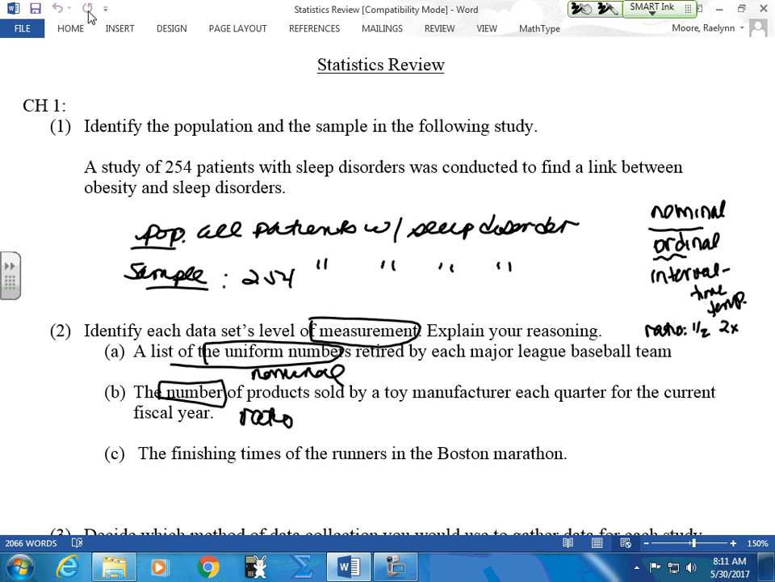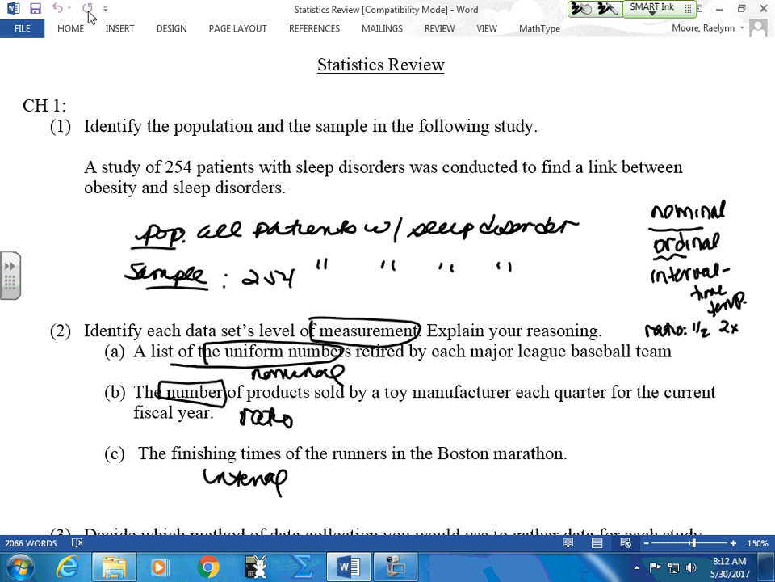Did I make twice as many? Did I make half as much? If you can say that, you got ratio. The finishing times of runners in the Boston Marathon. Interval, absolutely interval. I got some meaningful differences. One finished 26 minutes before the other, but I can't say they ran twice as fast. I can't gauge that. So be careful on these.